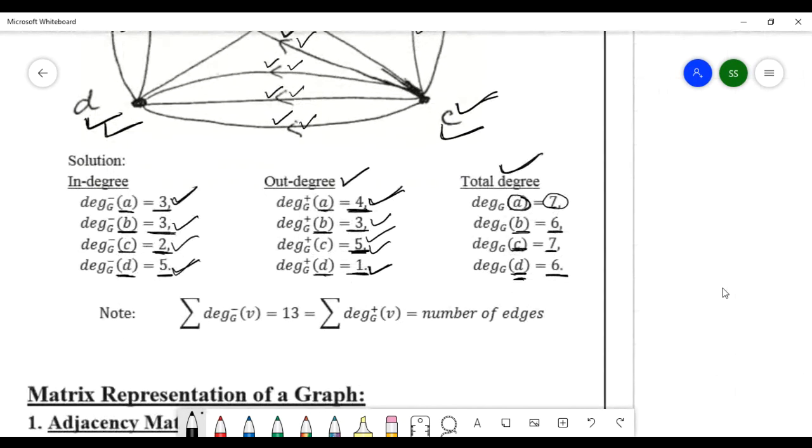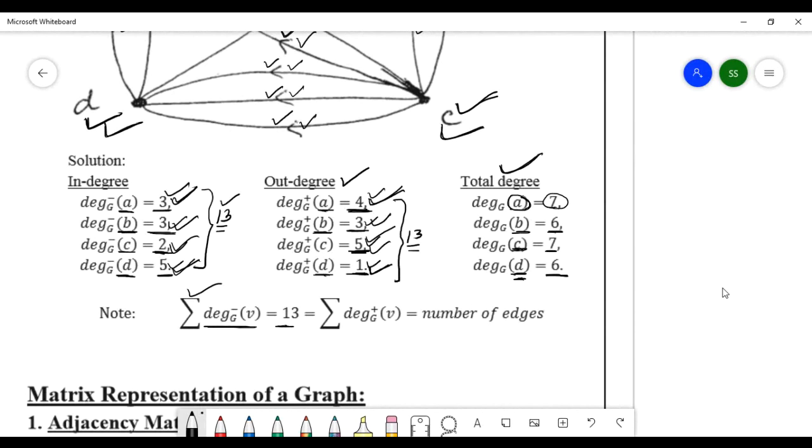Now look over here. The sum of all in degrees. Okay, look, this is 3 and this is 3, 6, and this is 2, 8, and this is 5, 13. So the total in degree from here to here is 13. And the total out degree: 4 plus 3 is 7, plus 5 is 12, plus 1 is 13. From here to here, 13.